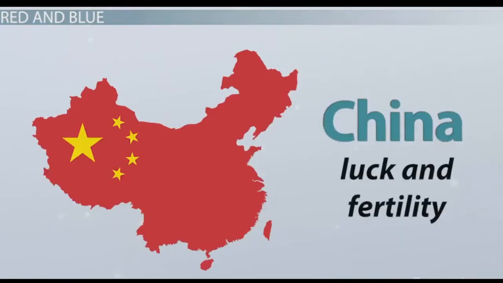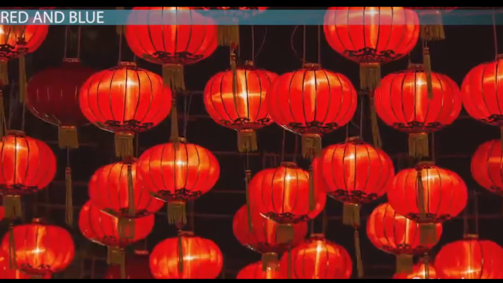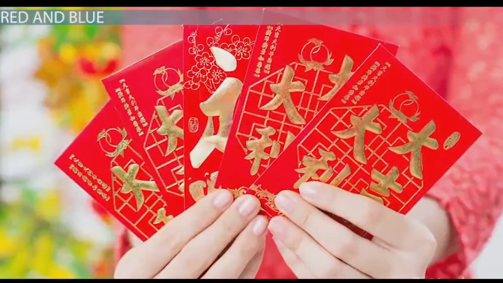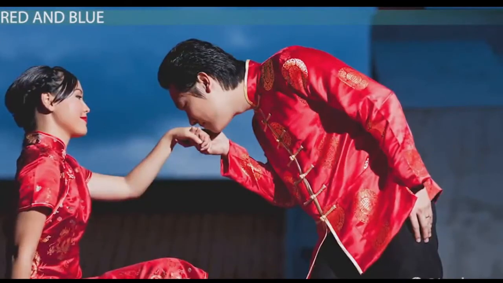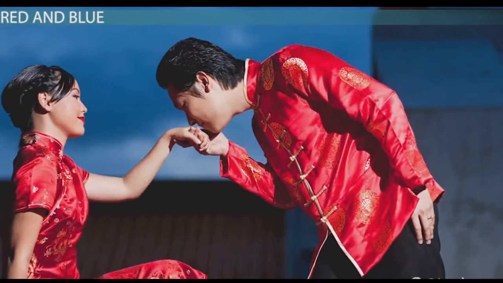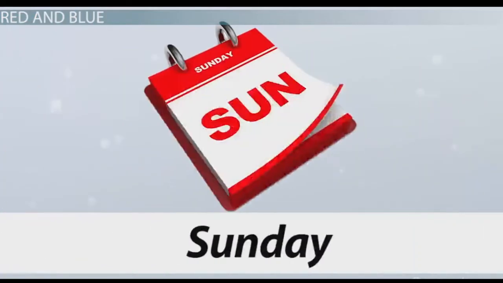In China, red represents luck and fertility. For example, during the Chinese New Year's celebration, small red envelopes are distributed to symbolize good fortune. Women often wear red on their wedding days to symbolize fertility and a marked change in a woman's life. In Thailand, red symbolizes their sun god Surya. Red also marks Sunday, as every day of the week in Thailand is represented by a certain color.